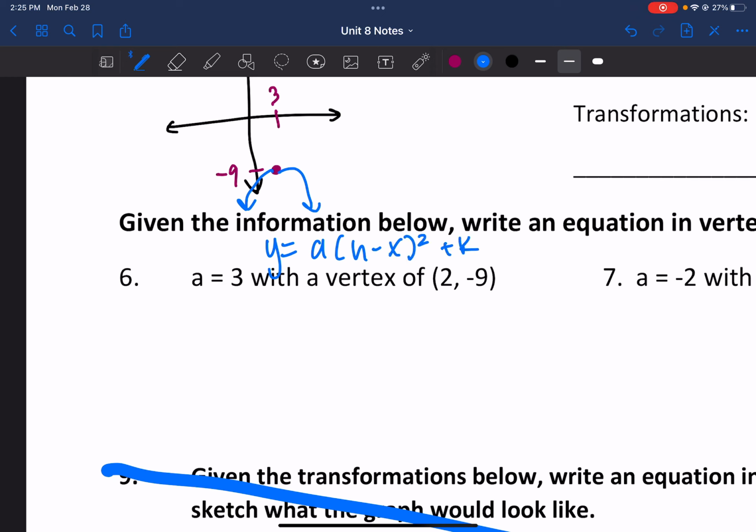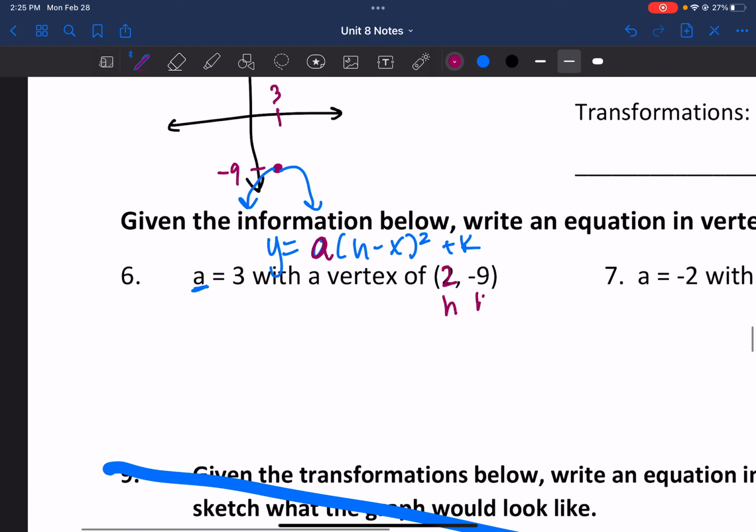Bam. Okay, so now they give us an A, so we're going to substitute that A right here. And they give us the vertex 2, which is, remember, my H, and this is my K. Definitely wrote that backwards, my bad, guys. This is actually X minus H. My bad. All right, and then here's my -9, and it goes right there.